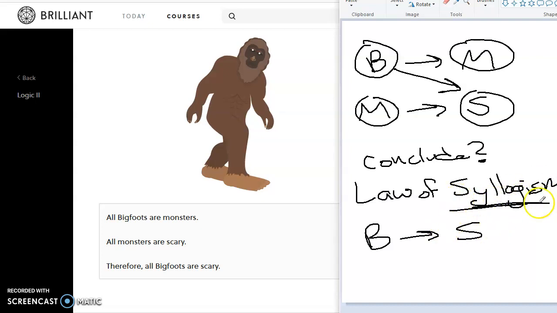So syllogism is like transitive. It says that if B lies within M and M lies within S, then B has to lie within S. This is a valid conclusion. Yes. And it doesn't matter if Bigfoots don't exist, all right? We don't use external knowledge. We only use what we're given and then the laws of logic to see whether it's valid to conclude.